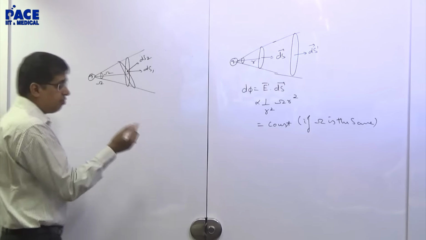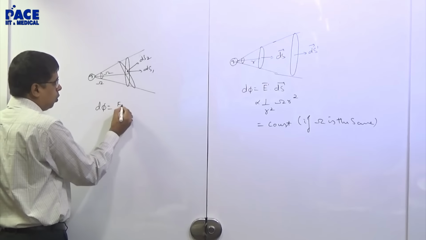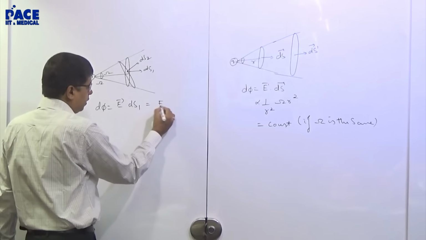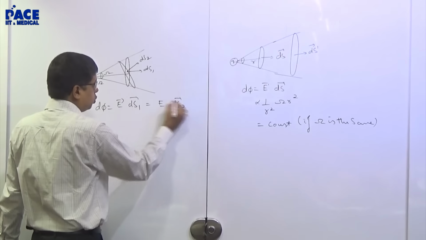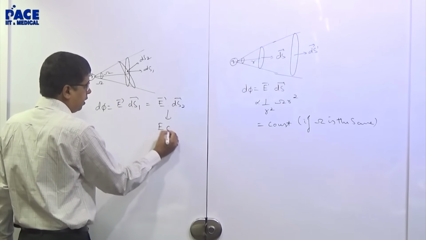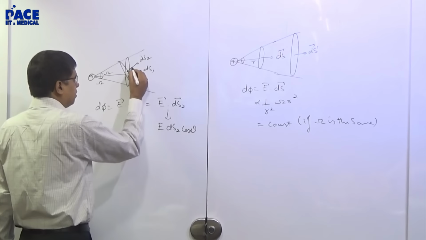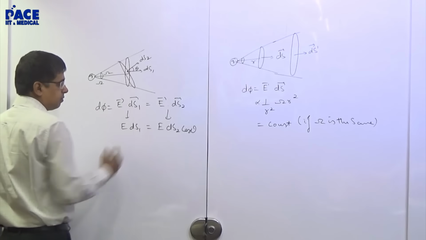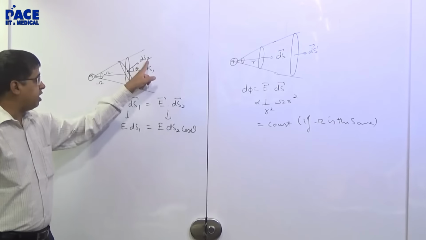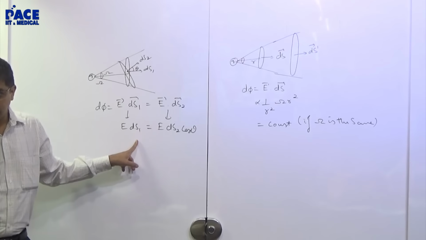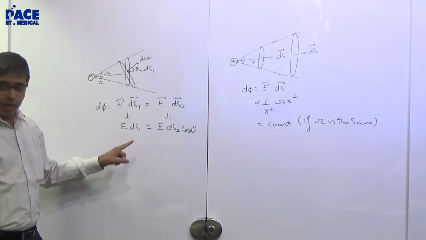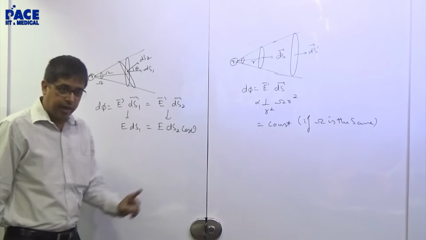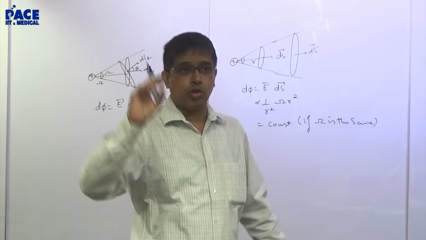Dot product cos theta will take care of this. d phi is equal to E dot ds1 or E dot ds2. Now this will be E ds2 cos theta. Right? This will be E ds1. These both will be the same as ds2 cos theta is ds1. Are you clear with that? So hence the cos theta will take care of the fact when both the areas subtend the same solid angle at a particular point charge, the flux through both of them will be the same.